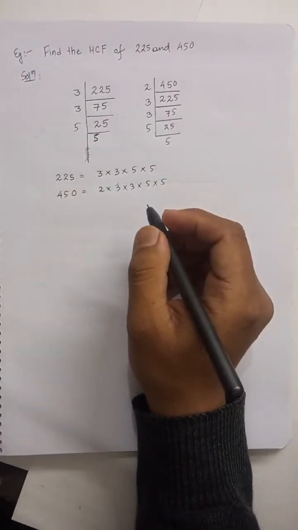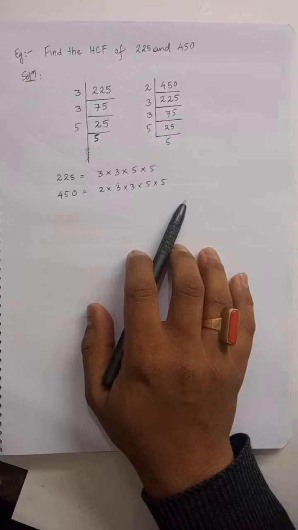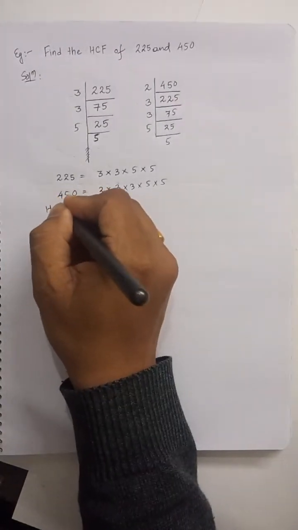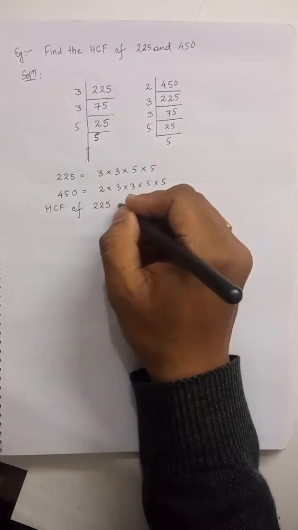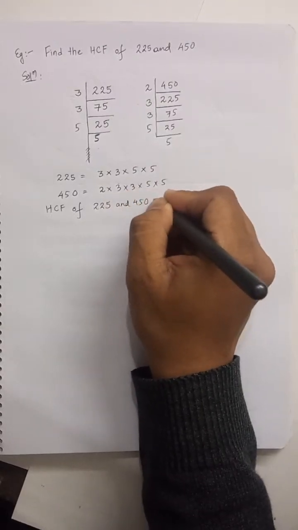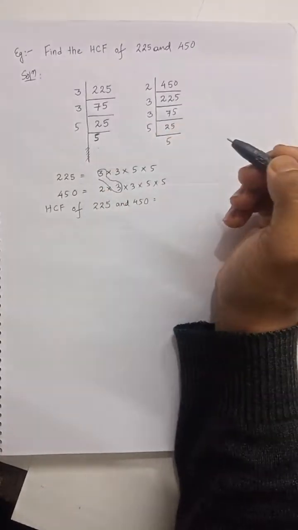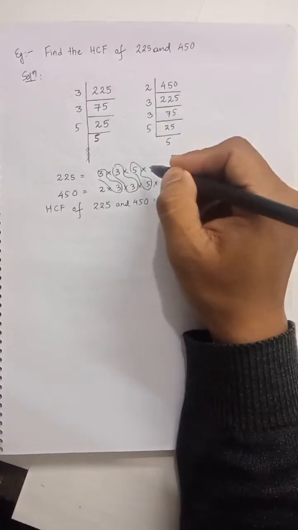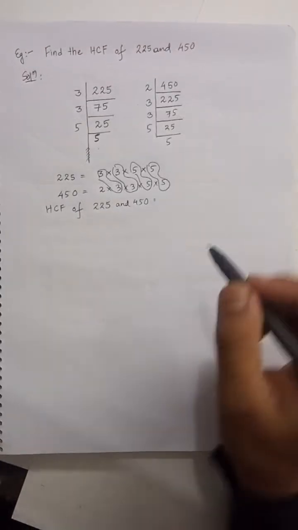Okay, so how many factors do we have in common? Except this 2, we have all the factors which are common. We have 3 here, 3 here, 3, 3, 5, 5, 5, 5. So HCF of 225 and 450. If you want, you can mark the factors also, no issue. So this is a 3 and 3 in common. This is another 3 and 3 in common. Then 5 and 5 are in common. 5 and 5 in common. This looks like a peanut.